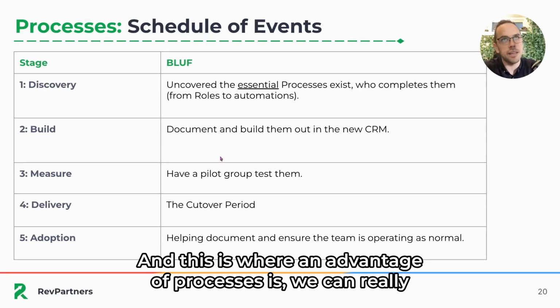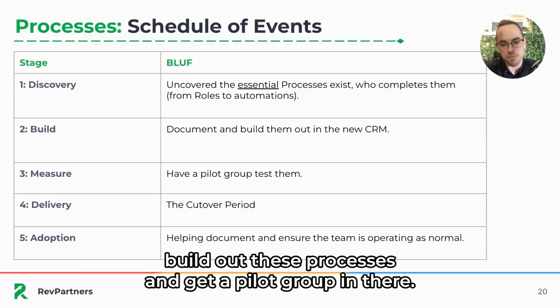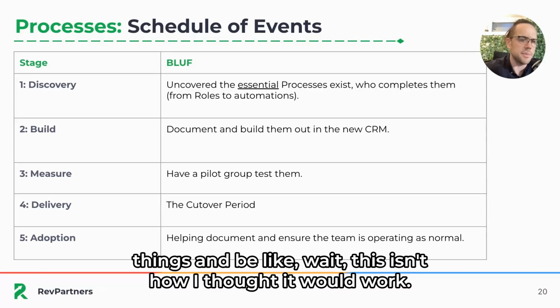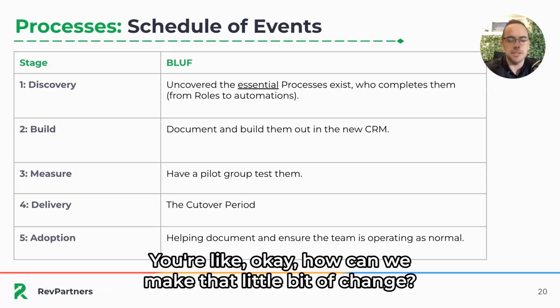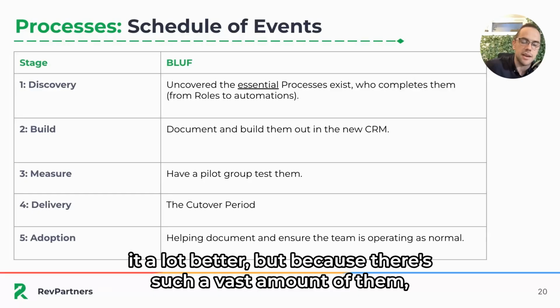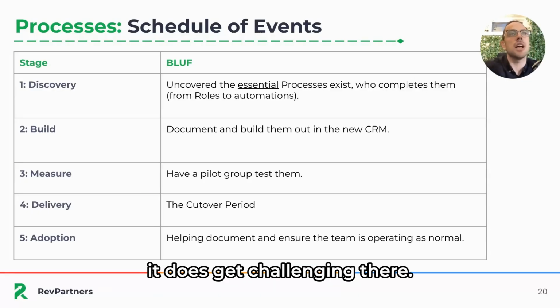And this is where an advantage of processes is we can really build them out and get a pilot group in there. That's where measure is: get actual users testing these things and saying, wait, this isn't how I thought it would work. You're like, okay, how can we make that little bit of change? That's what's really helpful about processes, you can actually test it a lot better. But because there's such a vast amount of them, it does get challenging.